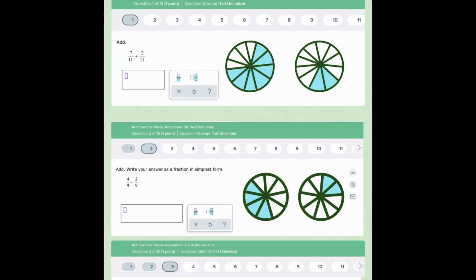Guys, let's work through some of the problems from your ALEKS assignment. I've actually drawn some pictures to help you understand this maybe a little better. In number 1, we are adding 7/11ths and 2/11ths, and it's tricky to draw this, but I've drawn you 1, 2, 3, 4, 5, 6, 7, 8, 9, 10, 11. So see, that's 7/11ths, 7 pieces out of 11.